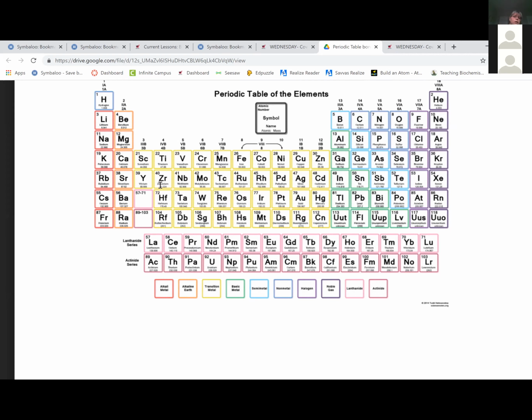Now, the ones over here on the left are going to be the ones that are highly reactive because they have very few valence electrons. Valence electrons are the ones on the outside of the atom that are involved in chemical reactions. So when we go across the table, elements become more and more stable. These elements on the very far right are the ones that are already stable.